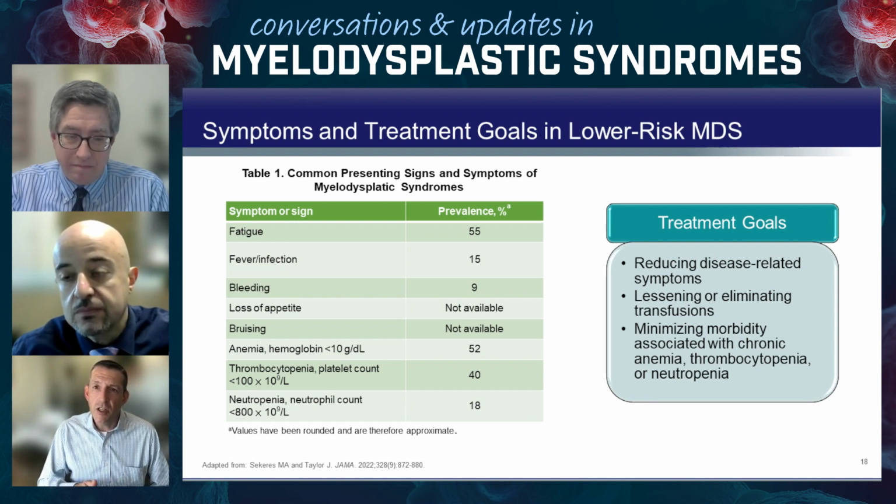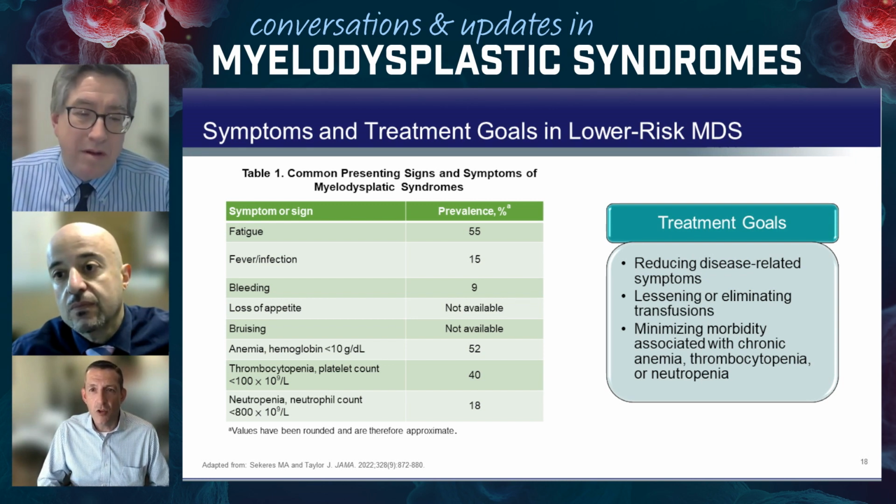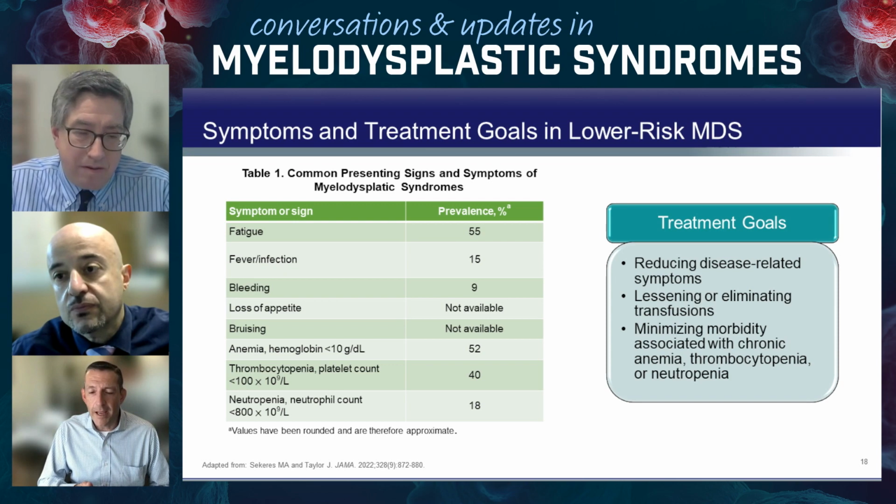I do tend to use the Nordic approach to judging when someone's more likely to respond to an ESA. In other words, that patient has a relatively low serum erythropoietin level for somebody with MDS, let's say a serum EPO level of less than 200 or less than 100, and they don't have tremendous transfusion needs, they're more likely to respond to an ESA.